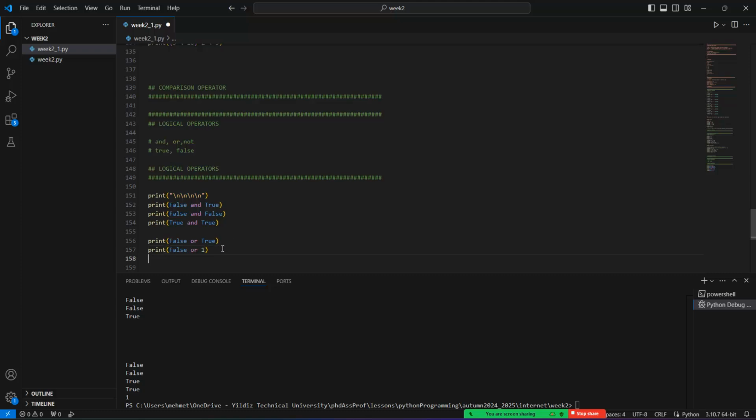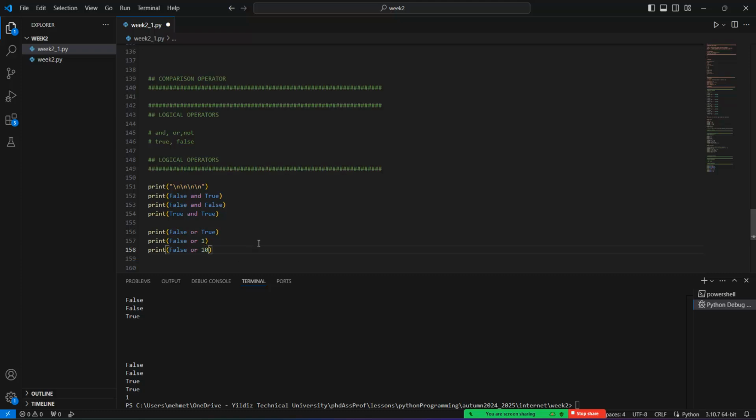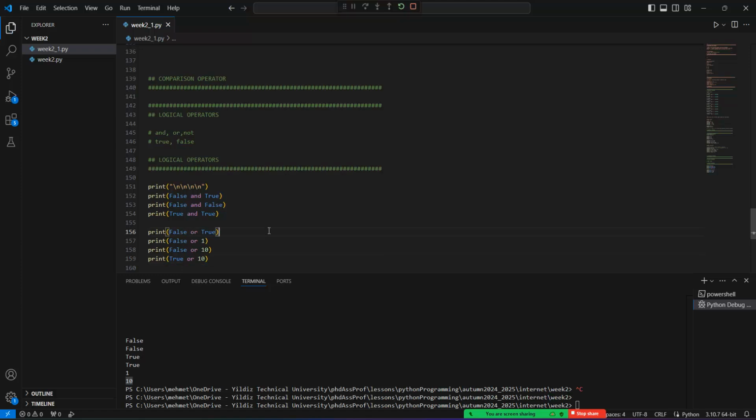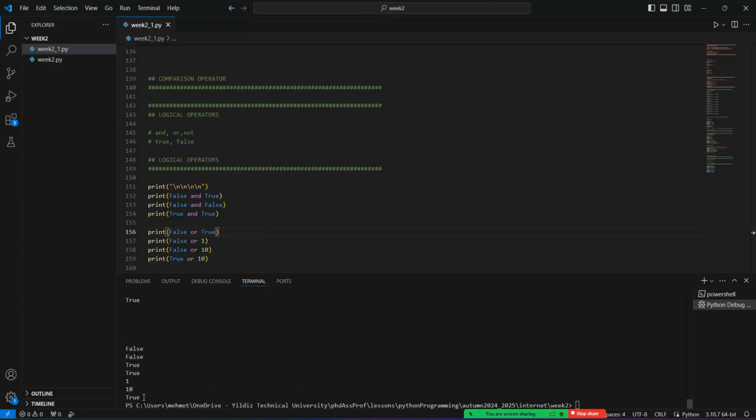For example, if we have this value, what happens if I run this code? If I run this code, then we will have the 10 value in here. See? Because in the OR case we have the 0 value. But what happens if I choose the true value right now? See, this is true.